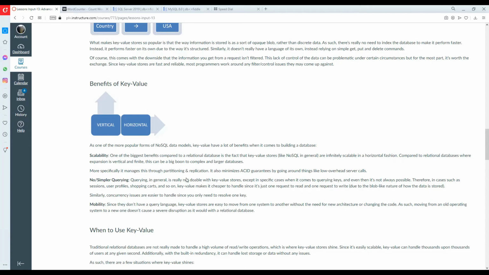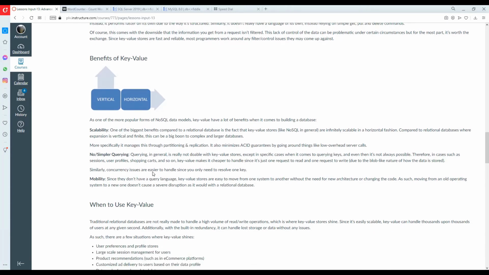More specifically, it manages this through partitioning and replication. It minimizes ACID guarantees by going around things like low overhead server calls. No simpler querying. Querying in general is really not doable with key value stores except in specific cases when it comes to querying keys, and even then it's not always possible.